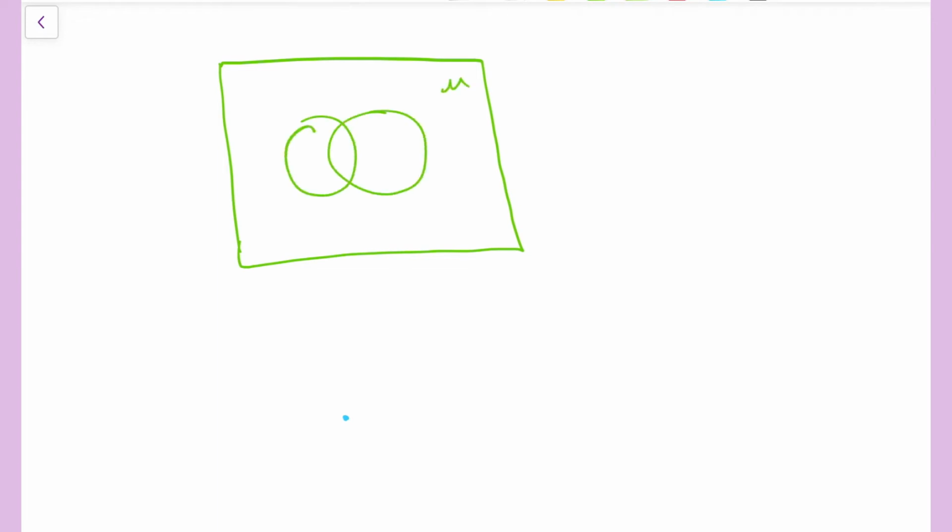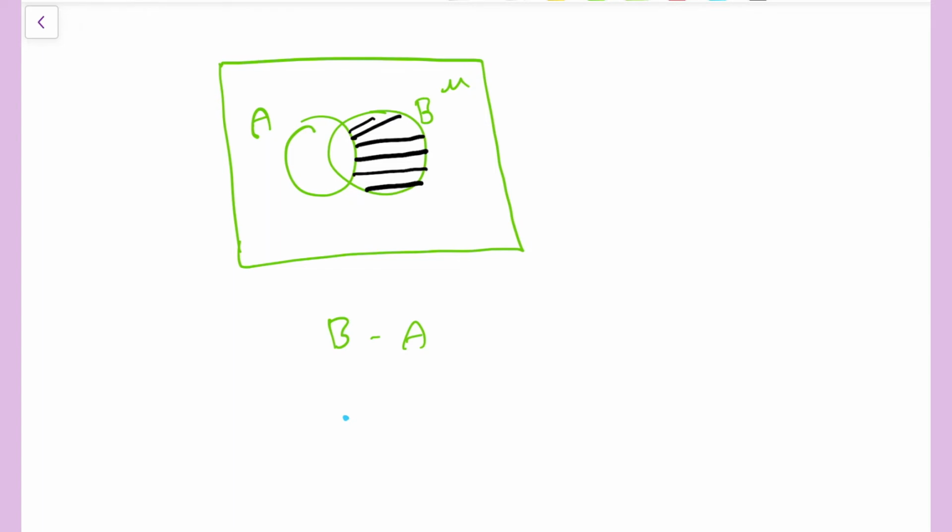Two circles, one is for set A and one is for set B. Now we need to draw B minus A. B minus A is nothing but from set B we need to remove complete set A, right? So don't draw anything inside of the set A. That's it. This is the representation of B minus A.